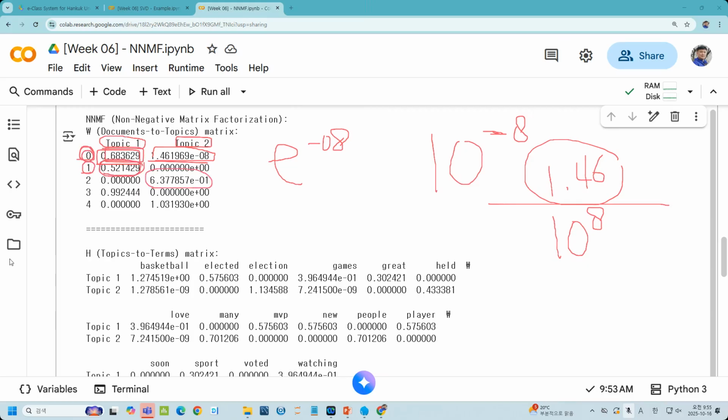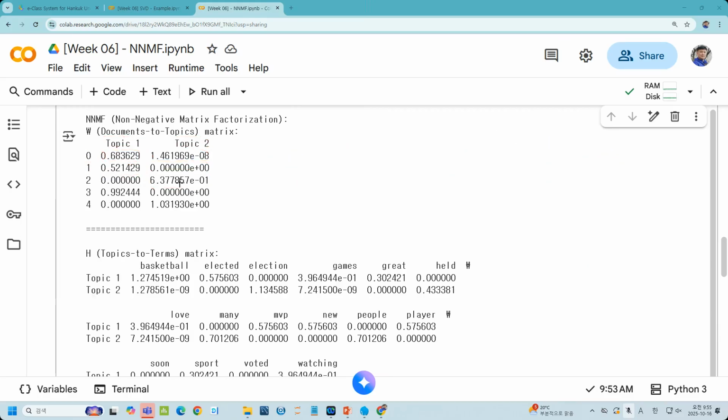So here you can see 6.37 multiplied by 10 to the power of minus 1. So it means 0.637, and this is 0. Then it is more likely in topic 2 for the document index 2.